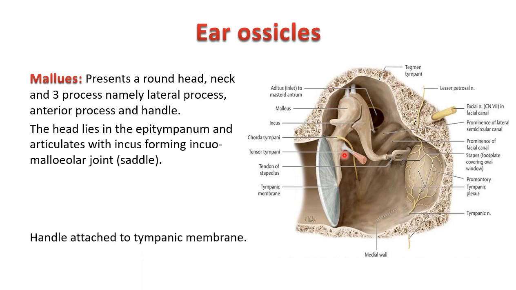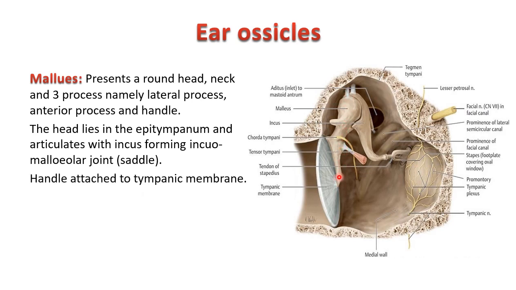Then what you see is the long handle, which is attached to the medial surface of the tympanic membrane. You are able to see it is attached to the fibrous layer. Okay, and what passes medial to the base of the handle is the chorda tympani nerve, and the tensor tympani muscle is attached again to the base of the handle. So the tensor tympani muscle you can see attaching to the base of the handle.